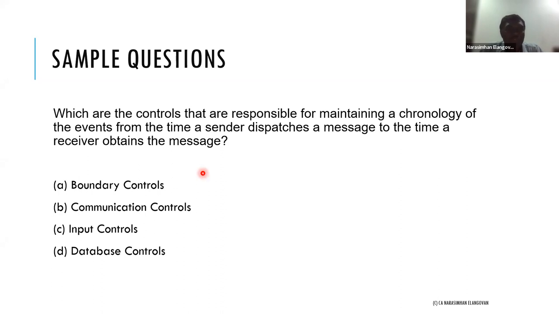Yes, it is very simple. I am sending, receiving. Therefore, it is communication. The answer is B, communication control. As simple as that, right? Getting the confidence in terms of how to look into each of these.